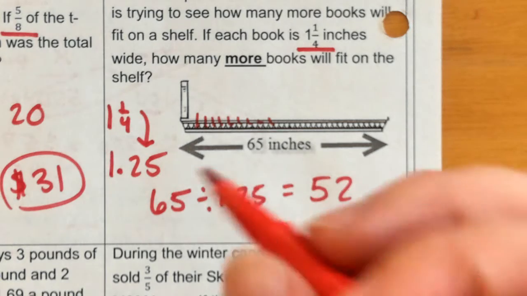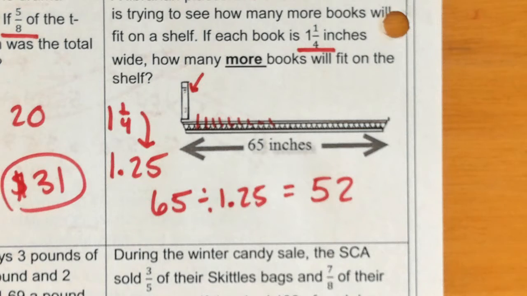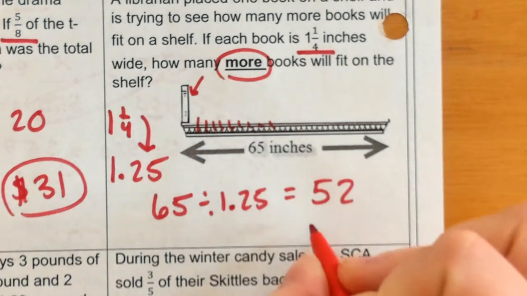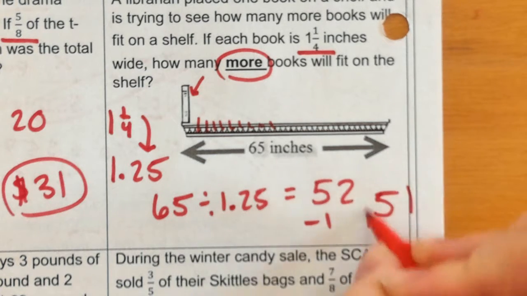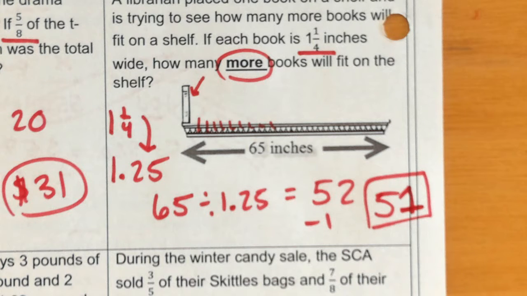But here's the thing. There's already one book on here. So when they say how many more books will fit on the shelf, we have to realize, well, they already have one there. So it would be 51 more books. And so I know that that's kind of annoying. I understand. But in reality, they're going to ask you trick questions like that. You kind of just have to think about it and pay attention.